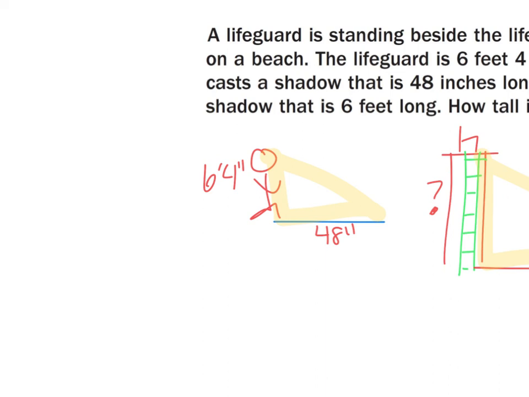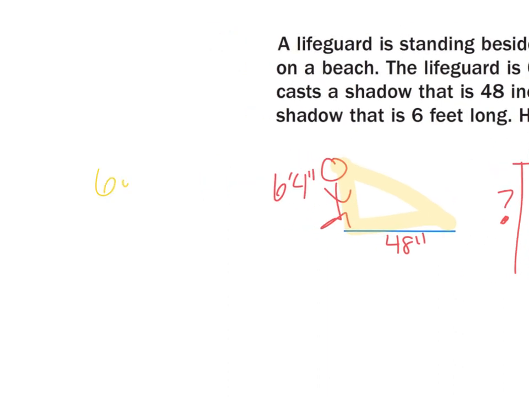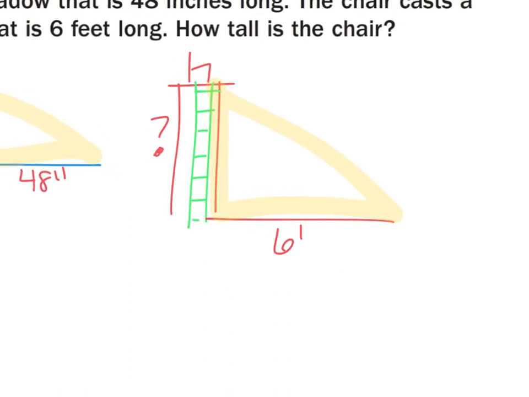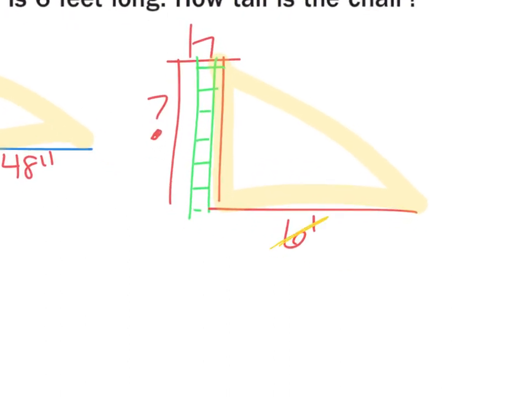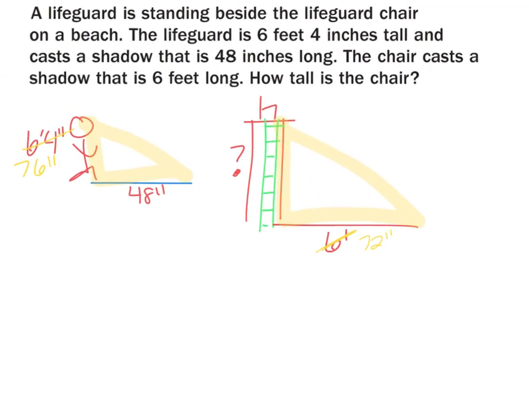So that would be 6'4". If you forgot how to, 6 feet times 12, that's how you figure out how many inches are in 6 feet, would be 72. And then 72 plus that extra 4 inches, excuse me, would give you 76. So this is actually 76 inches. And here, to convert 6 feet, would be 6 times 12, which we already said is 72. So that would be 72 inches.